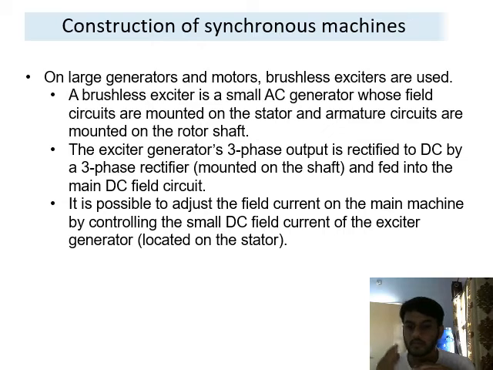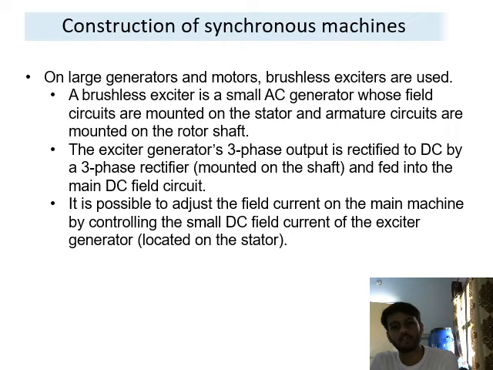So you will also study one theory of how voltage buildup is done in a generator. Okay, so it is possible to adjust the field current on the main machine by controlling the small DC field current of the exciter generator.